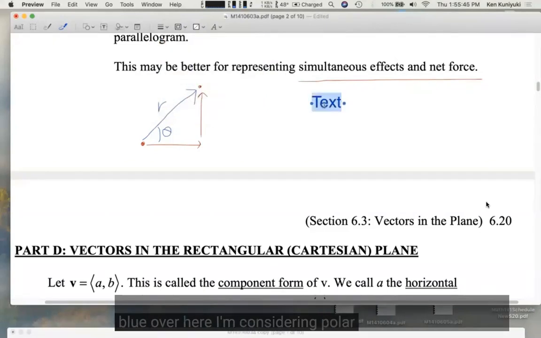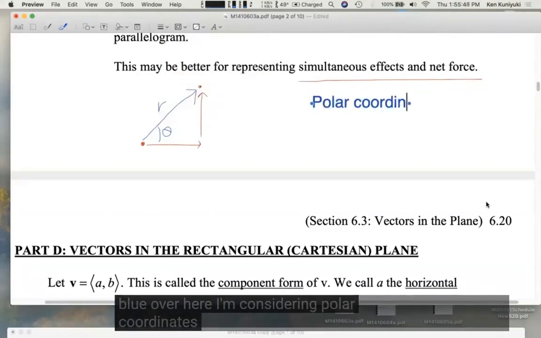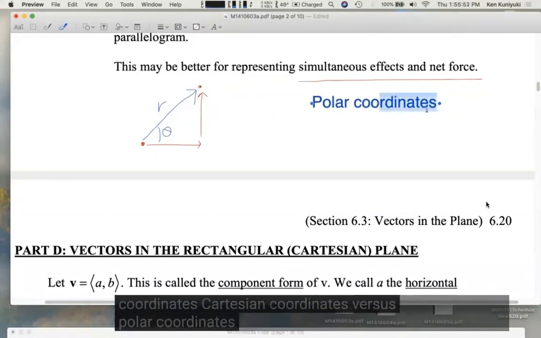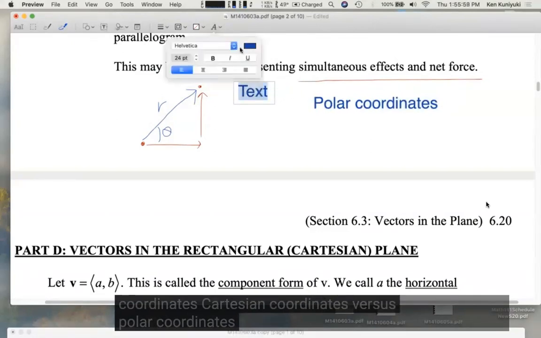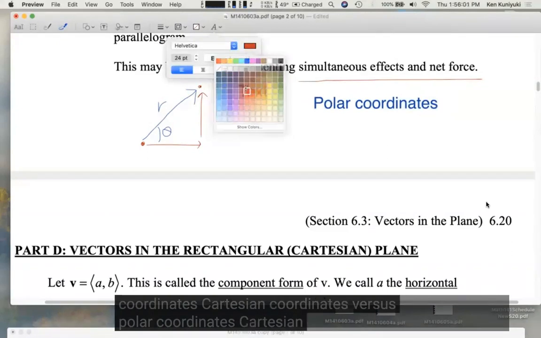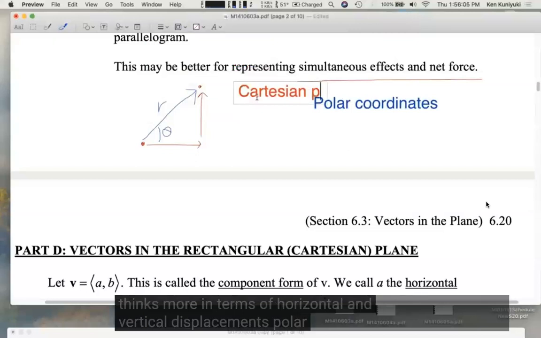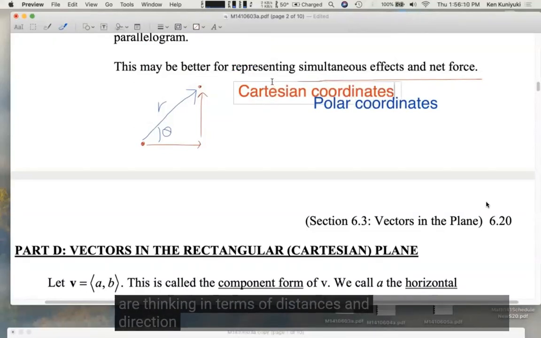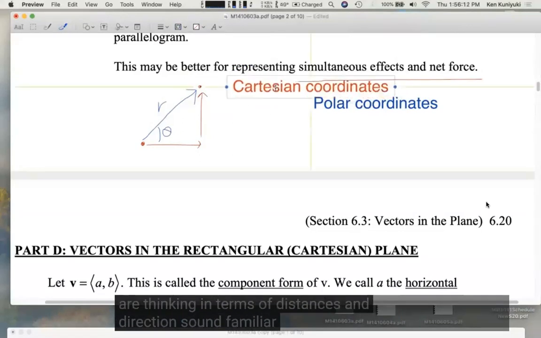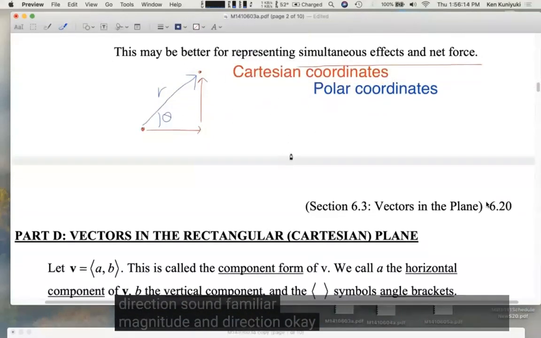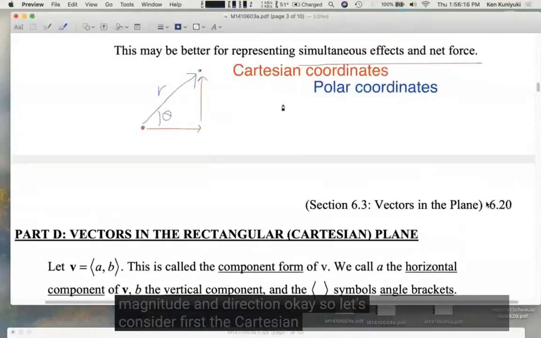Cartesian coordinates versus polar coordinates. Cartesian coordinates thinks more in terms of horizontal and vertical displacements. Polar coordinates are thinking in terms of distances and direction. Sound familiar? Magnitude and direction.